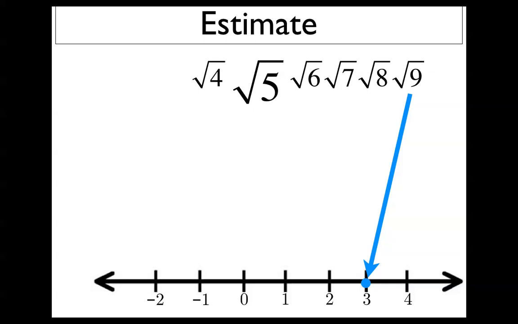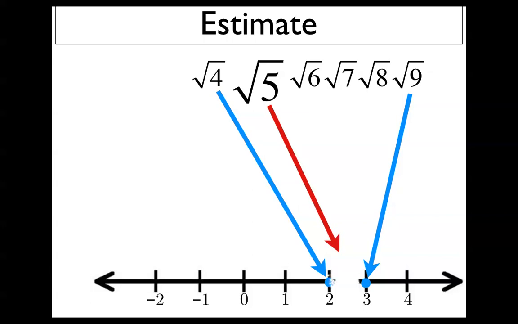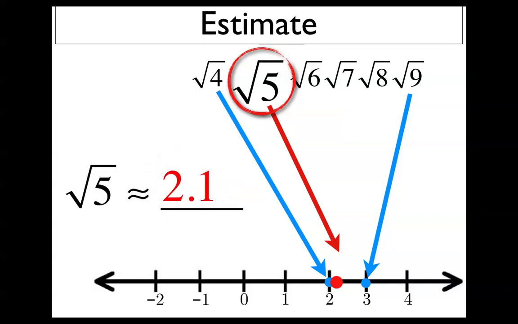Oh, and if I go down one, the square root of 4 is 2. So where is the square root of 5 going to be? Right in between 2 and 3? No. It's closer to the 4, so it's actually not going to go up. It's going to go down. So probably not 2.5 or 2.6 or 2.7, probably more like 2.1 or maybe 2.2 or maybe even 2.3. Hopefully you see how to make a good estimate of an irrational square root.